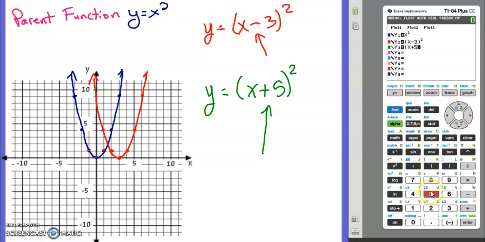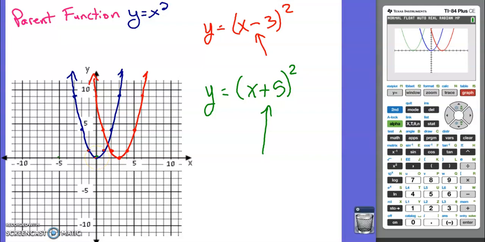So x plus 5, and then all of that's in parentheses. I'm going to square it. Let's see what happens. Well, I was correct. So notice, again, I'm shifting everything 5 spaces to the left now. So literally this vertex right here, I'm going to shift it 5 spaces to the left. And the same thing with this point, and this point. Everything gets shifted over literally 5 spaces. And then you draw this exact same parabola.